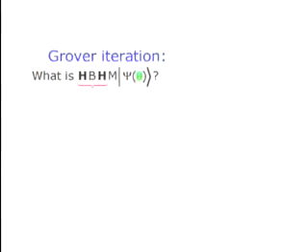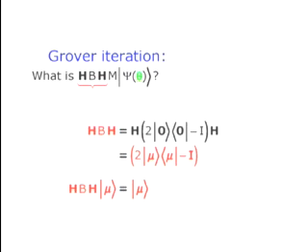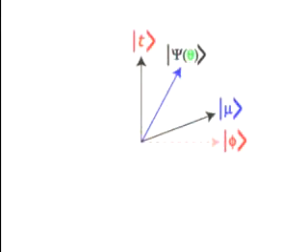After M, we do HBH. And we can simplify that if we just substitute what H and B are as unitary matrices. We get HBH equals 2 ket mu bra mu minus 1, which has no effect on the state mu, but changes the sign of any state perpendicular to mu. In other words, the effect of HBH on an arbitrary state in this plane is to reflect it in the line mu.